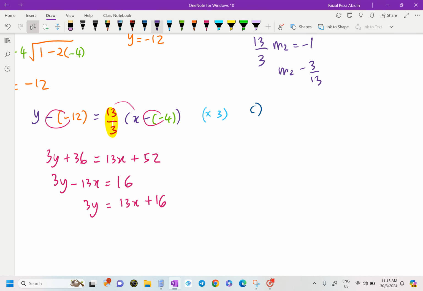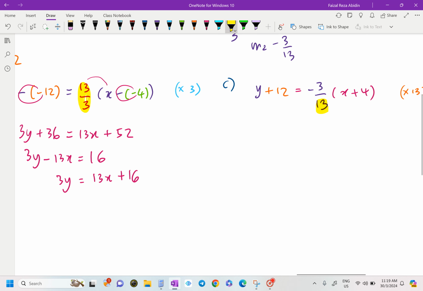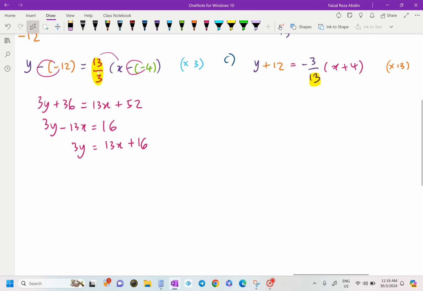Using the same form as just now, y plus 12 straight away, equals our negative 3 over 13, times x plus 4, actually x minus negative 4, but I write it straight away. This one also I'm going to times everything by 13. Why times by 13? Because of the fraction here. I show you side by side here: one is for the tangent, this is for the normal for part C.